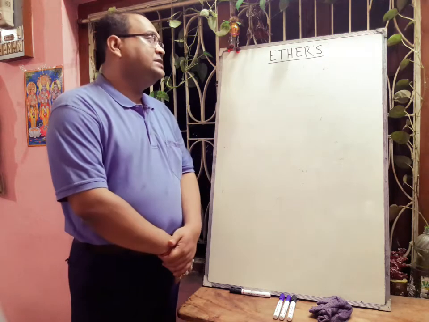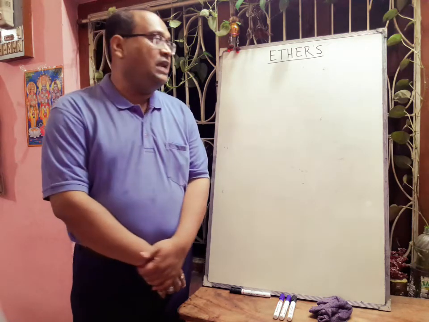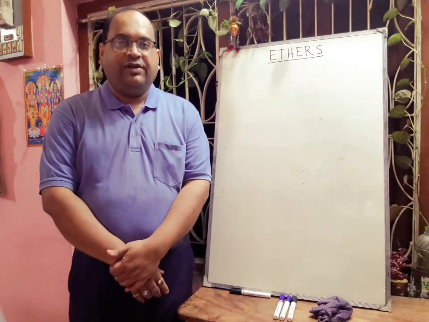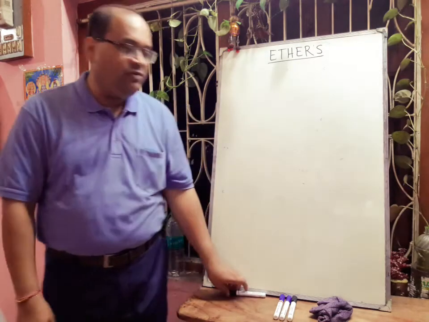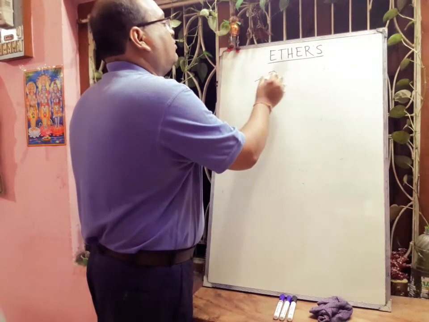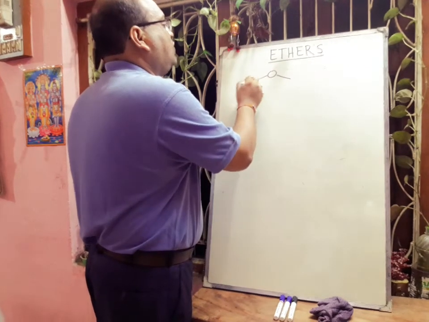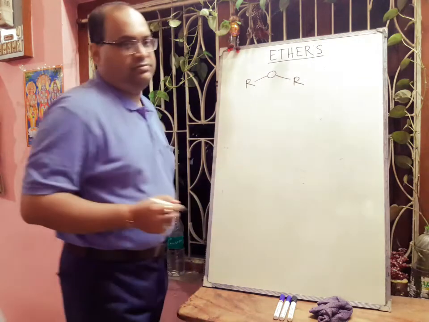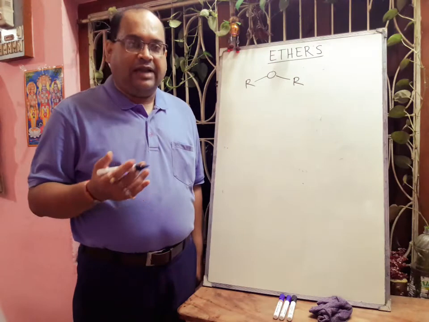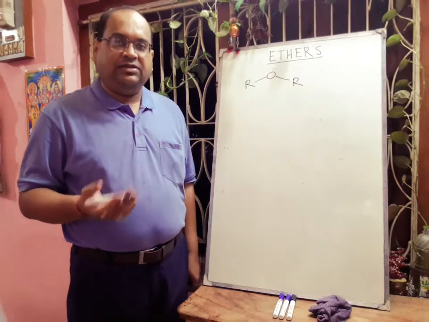Today our topic is ethers. This is the last portion of your chapter on alcohols, phenols and ethers. First we have to know the structure of ether. If we write an alkyl group on both sides of oxygen, that is called ether. Or if we replace one hydrogen of alcohol by one alkyl group, that is also called ether.